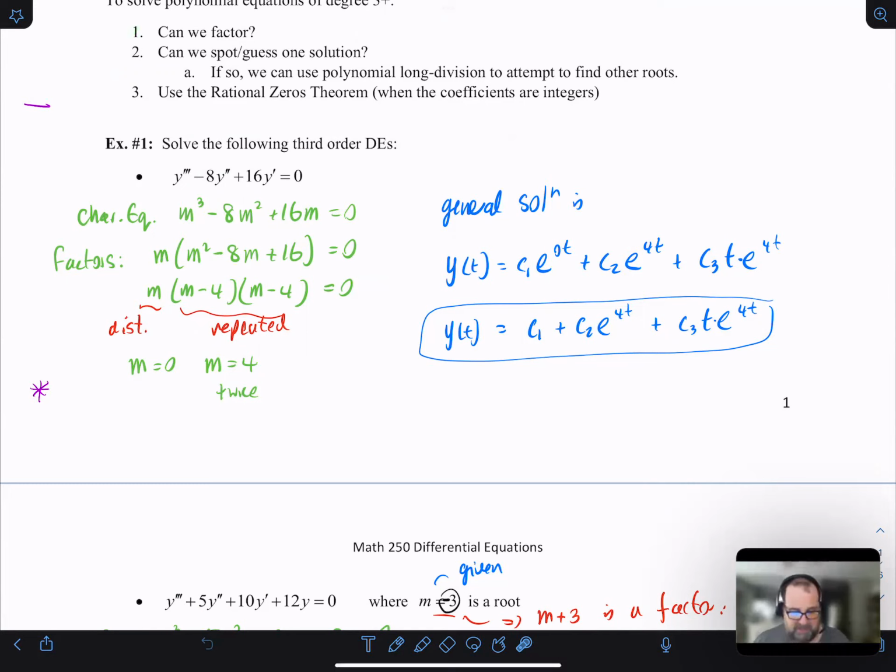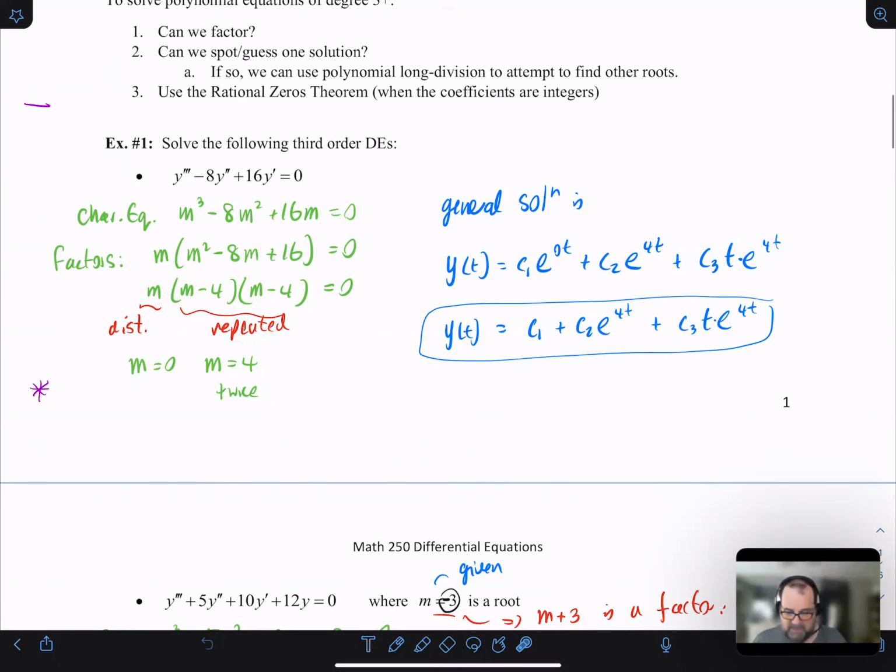So again, I usually at least quickly take a look and see if we can factor it. This one does factor. Notice the lack of a y term in the DE. That means there's a common m here. I can factor out the m, and I'm left with a quadratic that I can just factor, and this factors into m minus 4 times m minus 4. So I have the root m equals 0, and I have a repeated root m equals 4.